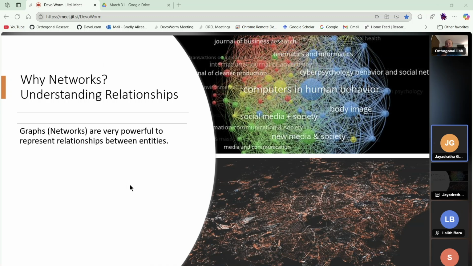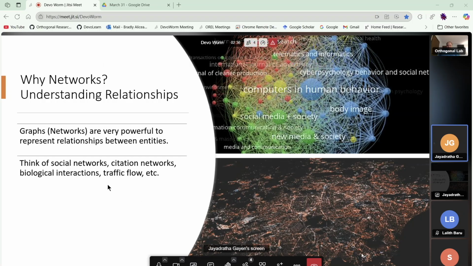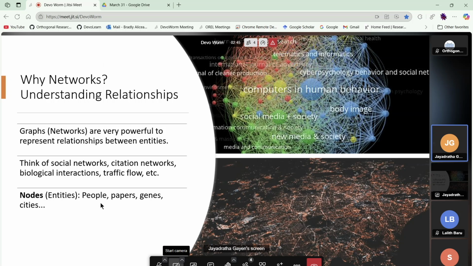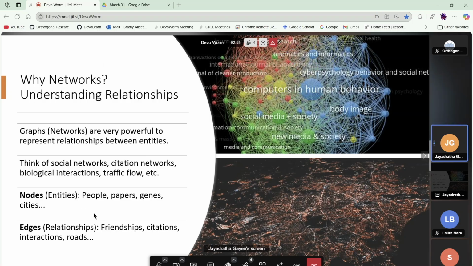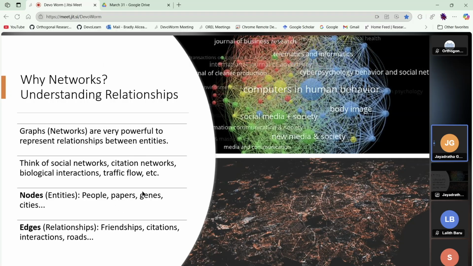Why networks? We use networks to understand relations. Graphs are very powerful to represent relationships between entities. It can be a citation graph, a social media graph, or a road network. Think of a social network or biological interaction. Here, the entities are nodes and the relationships are edges. For social media, we use people as the nodes and friendship as edges. For a citation network, we use papers as the nodes and citations as the edges.